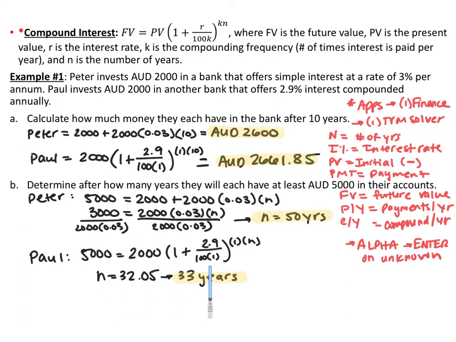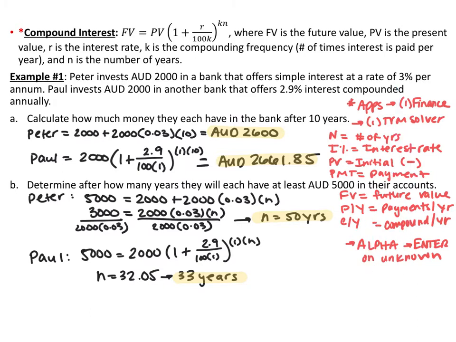For Paul, there are a couple of ways you can do it. If you remember your logarithms, you can use logarithms. We'll talk about that a little bit at the end of the chapter. You could also use y equals and set the two equations equal to each other and use the intersect function on the graphing calculator. Or you can use your app.